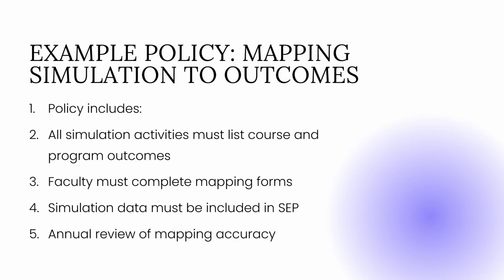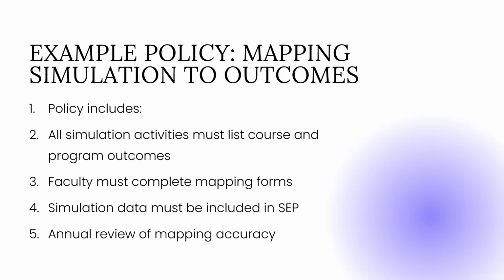This final policy example focuses on how simulation activities are mapped to program outcomes. ASBN expects programs to demonstrate that simulation is not random or isolated. It must be intentional. It has to be connected to what students are expected to achieve by graduation. The policy may state that every simulation activity must list the specific course outcomes and program outcomes that it supports. This will ensure that faculty are designing simulations with purpose, not simply adding activities for convenience.